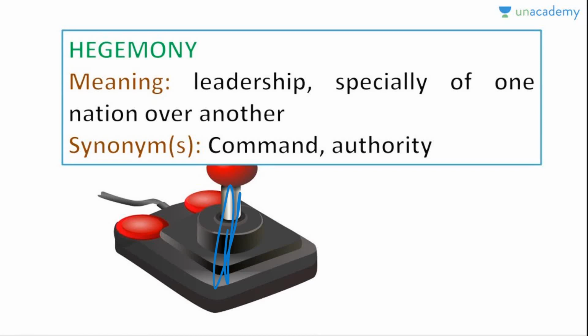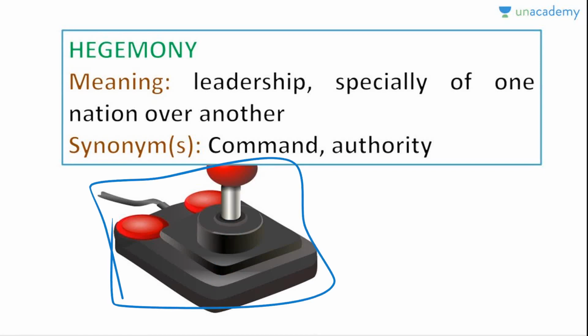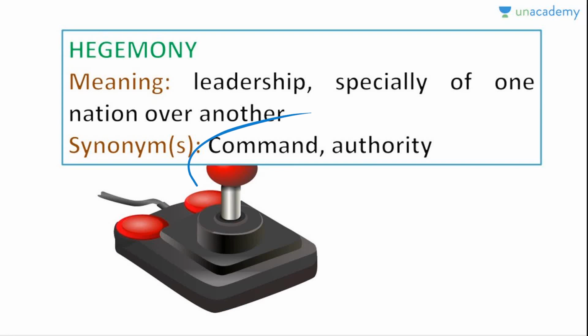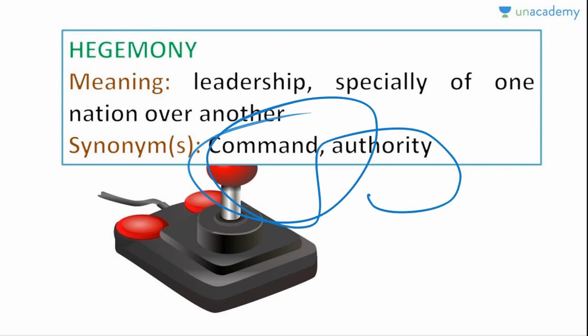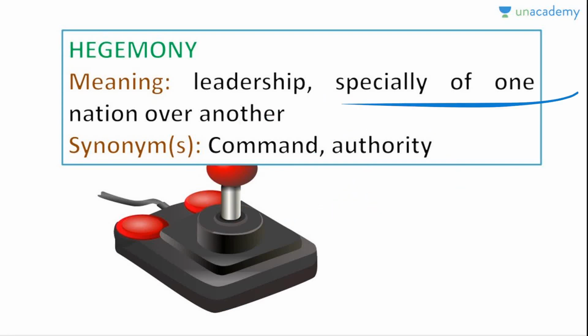Like we can see, this is a remote control. So hegemony, we have used a descriptive picture here to tell you that जिसके हाथ में remote control होता है, that person has the hegemony over others. Okay, a command or authority. In meaning, we have written leadership, especially of one nation over the other. For instance, United States of America has hegemony over the other nations.